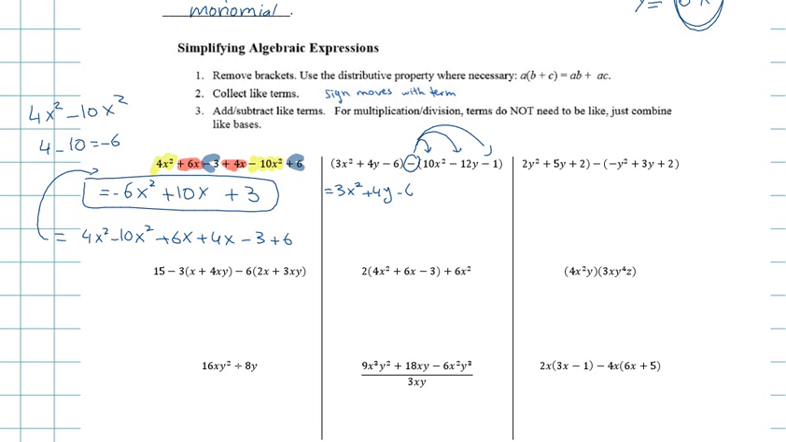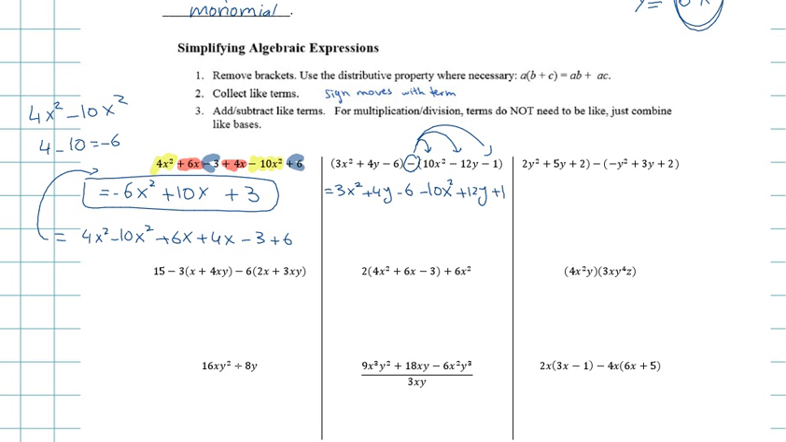But after that, I have to be careful. Negative 10x squared and plus 12y. Remember the rules: negative times a negative is positive, and negative times a positive is negative. Are we okay so far?